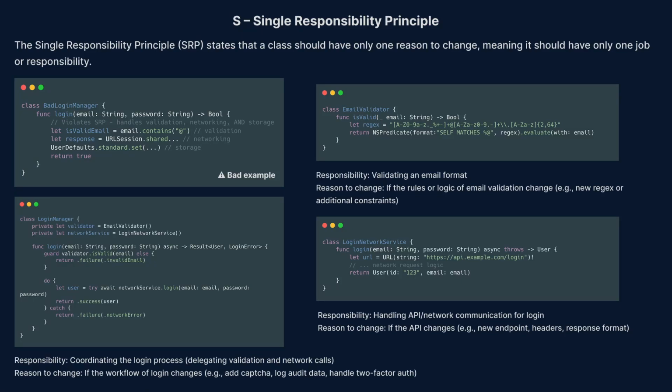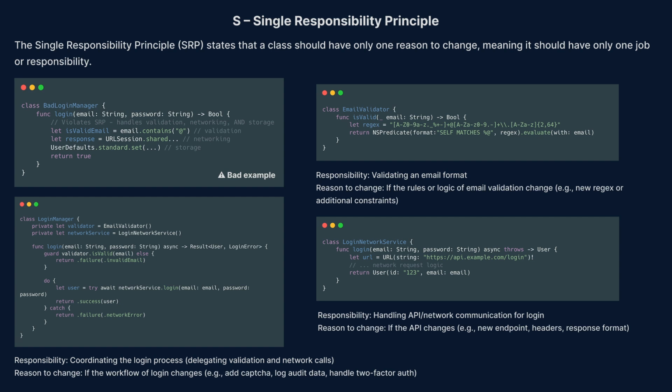The single responsibility principle, SRP, states that a class should have only one reason to change, meaning it should be responsible for just one specific task. In many apps, the login module is a perfect example to apply this principle.